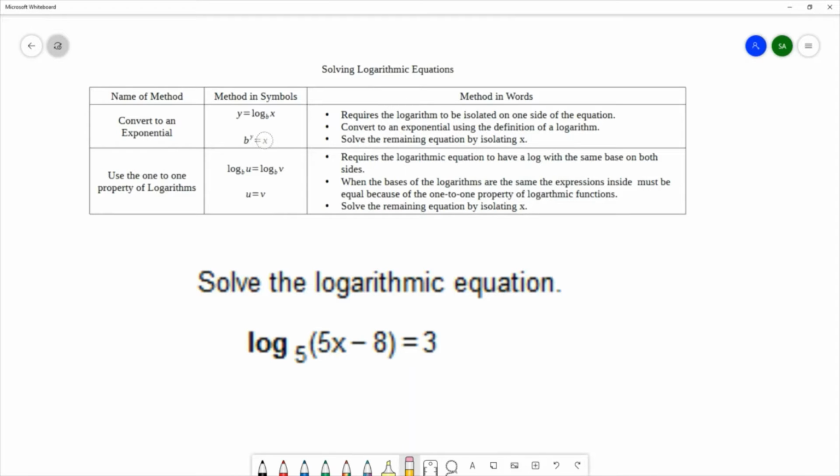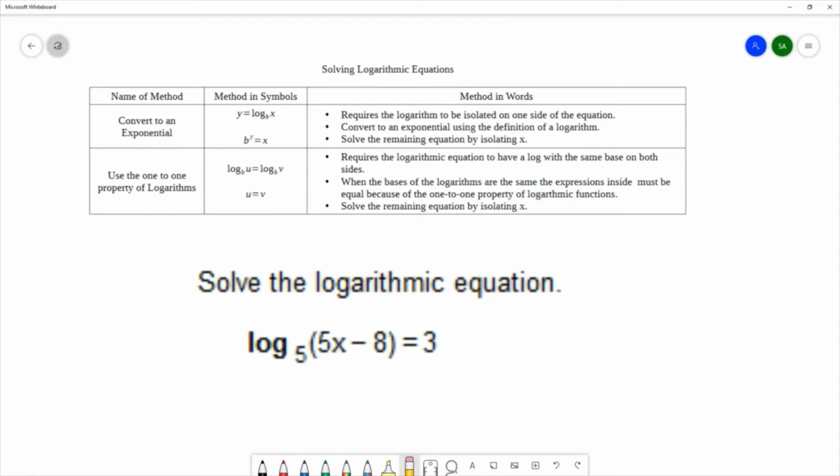expression equals. So this method requires that the logarithm be isolated on one side of the equation. We convert to an exponential using the definition of a logarithm. And then we're going to solve whatever equation is remaining.